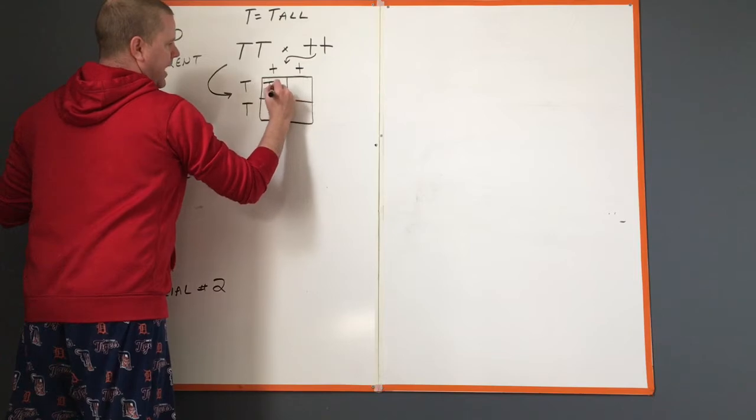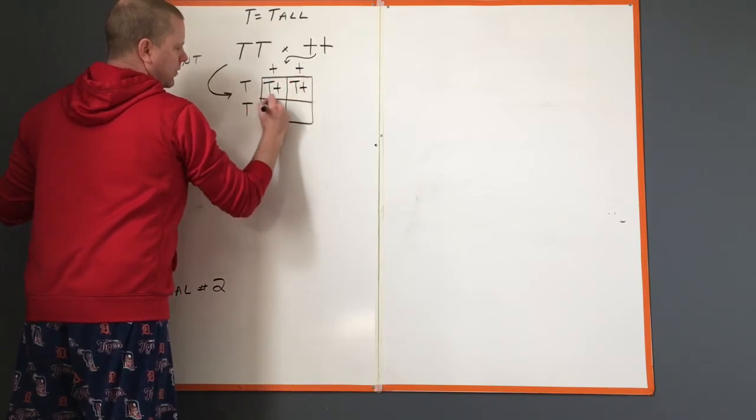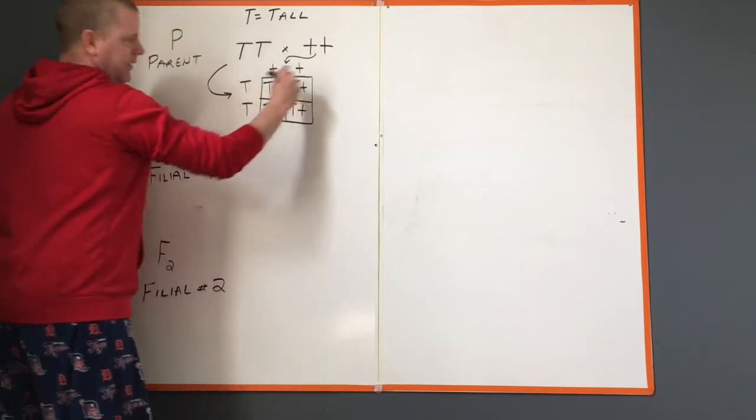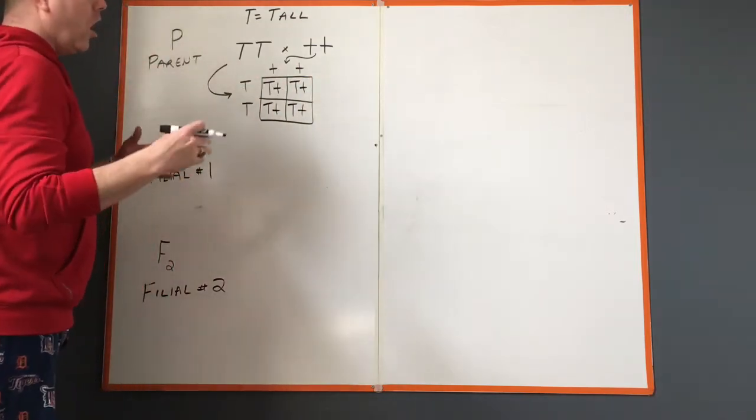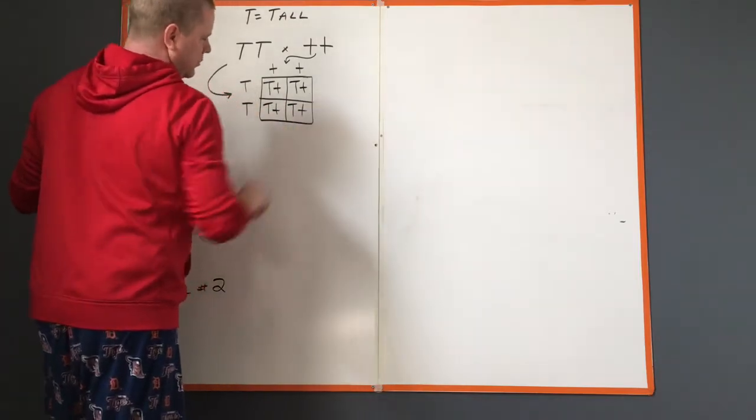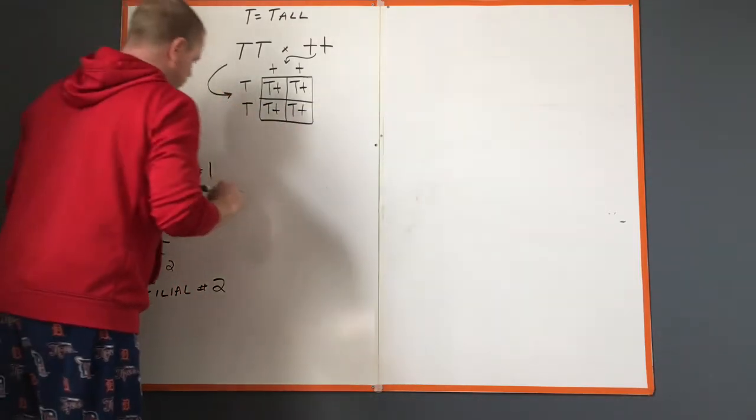And so what would end up happening is we do this like a matrix. We bring them down and over. So big T, little t, big T, little t, big T, little t. So they're all genotypically big T, little t, and phenotypically tall, which we'll talk about in a future video.